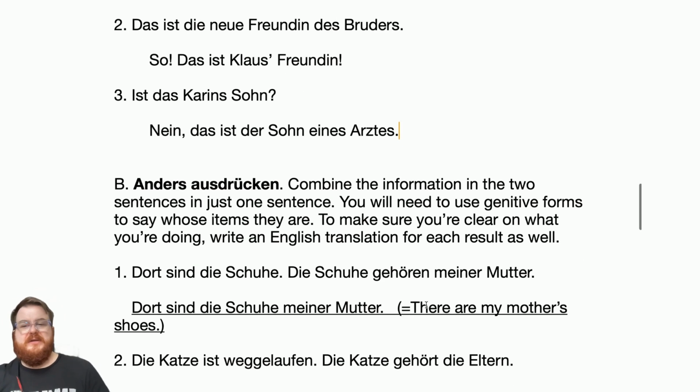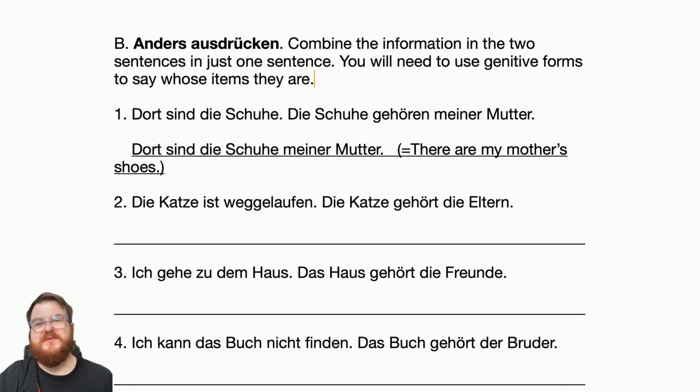Okay. Übung B, anders ausdrücken. Combine the information in the 2 sentences in just 1 sentence. You will need to use genitive forms to say whose items they are. I have done the first one for you as an example, so let's take a look at that first. So, the 2 sentences are here.